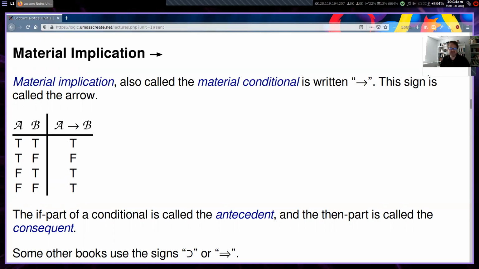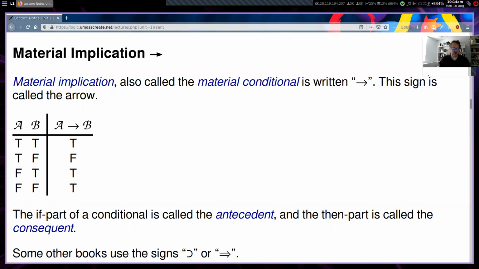So it rules out the A part being true and the B part being false. It's false if that's the case. So it's only true when that's not the case, when we don't have true on the left and false on the right. So if the left part's true, then the right part has to be true as well. Right? So it's kind of like an if-then.